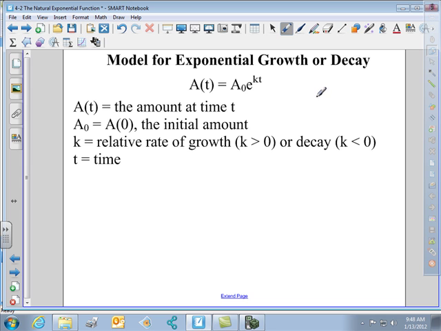Now a model for either exponential growth or decay is A of t equals A sub 0 e to the kt power, where A of t is the total amount after so many years. A sub 0 is the original, or initial, amount. K is the relative rate of growth. A lot of times you even see this as an R. We're going to use K because that would be a constant number. It's a growth if that number is greater than 0, or decay if that exponent is less than 0. And then t would represent time.